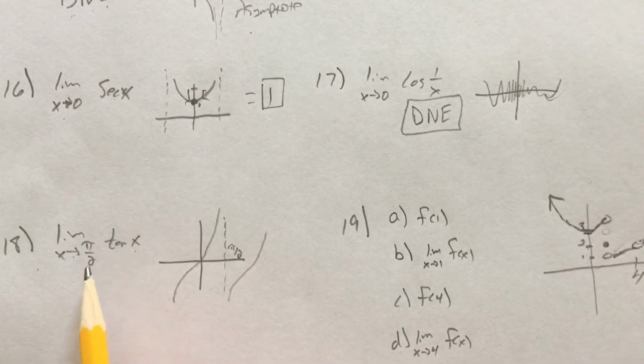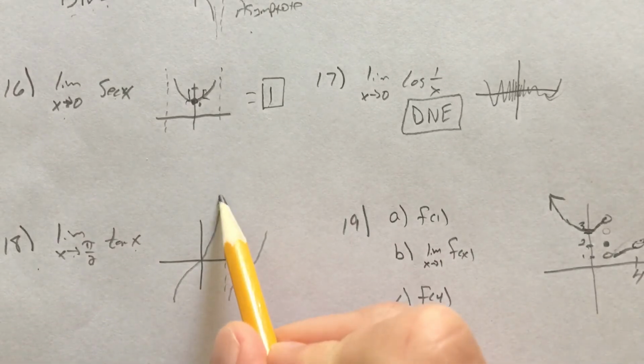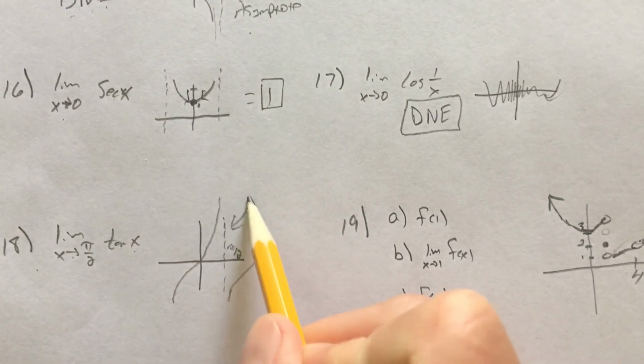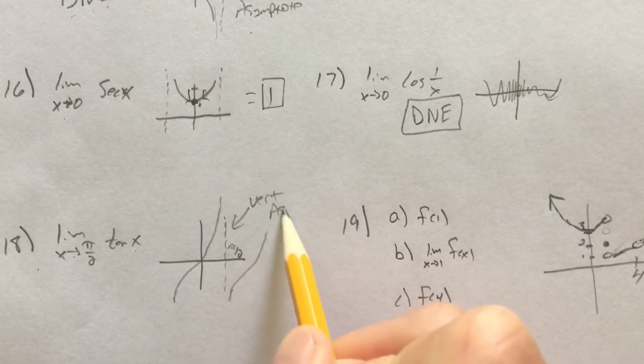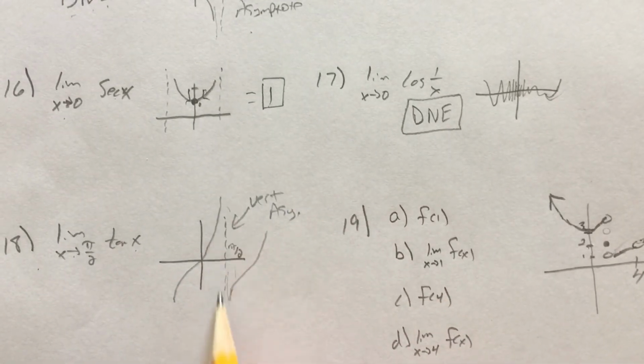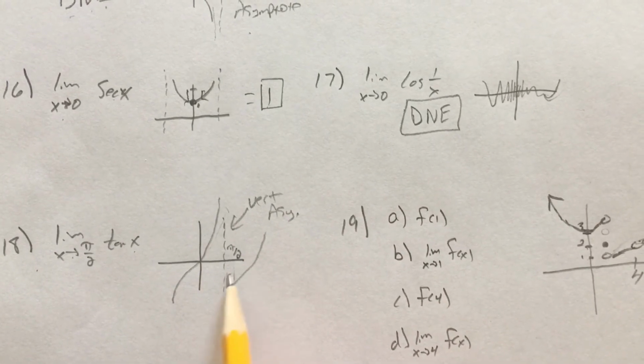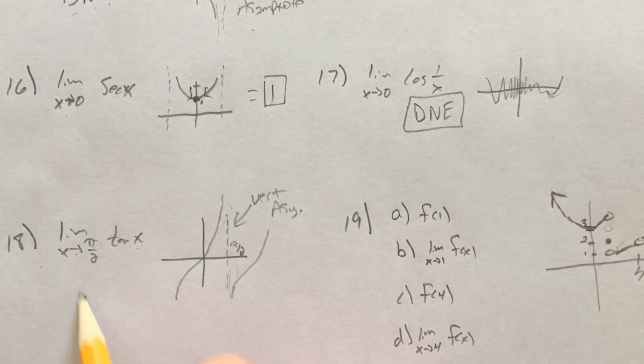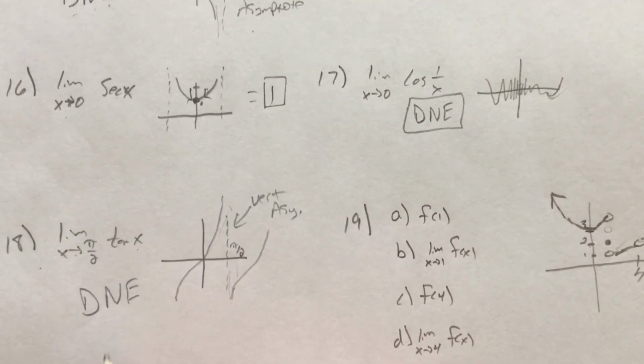When I take tangent's graph and look at it at pi over 2, again, I see that I have this vertical asymptote at pi over 2. So from the left and the right, we do not have agreement. We're not coming to a value, so we would say that that limit does not exist.